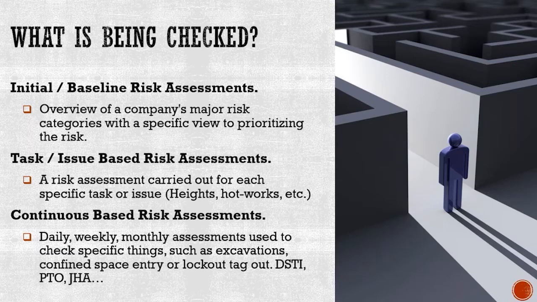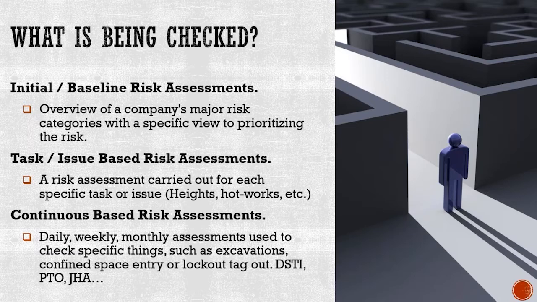And this is a continuous based risk assessment. All of us do it many times throughout the days, weeks, or months in any job. This is an assessment to check specific things such as excavations, confined space entry, lockout, tagout, or a specific task that you are doing for that day. Now, there are many different names for continuous based risk assessments. We use a DSTI. This is a daily safe task instruction. This is where it's a piece of paper. Before you start working, you outline what you are going to be doing for that day, because it's a daily safe task instruction. You then outline the hazards and the risks and the safe working method of performing that task.